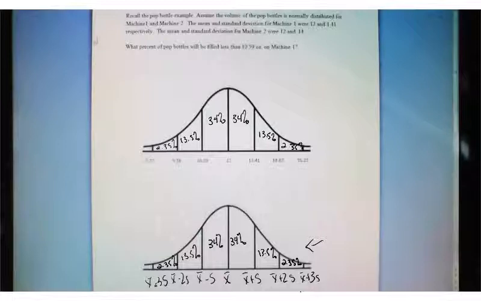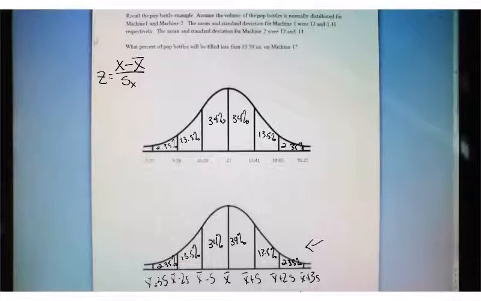We're going to get what we call a z-score. A z-score tells us how many standard deviations a data value is away from the mean of the data set. We find the z-score by taking the data value, subtracting off the mean, and dividing by the standard deviation. Let's take a look at how this works for our pop bottle example.